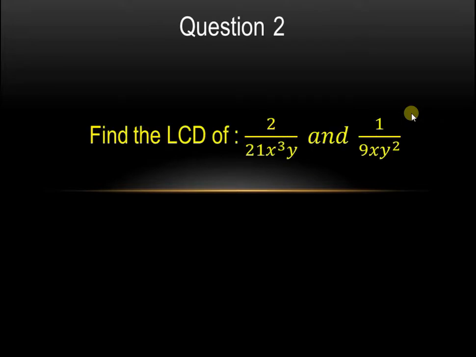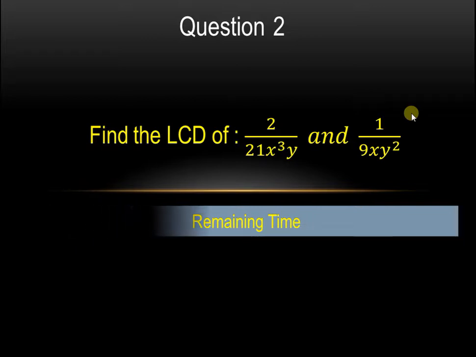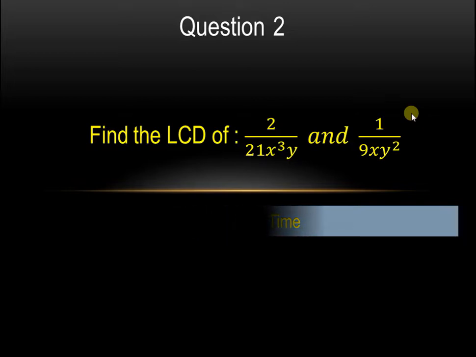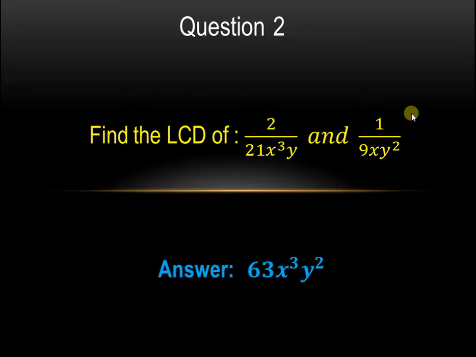Let's have our next one. Find the LCD of 2 all over 21x cubed y and 1 all over 9xy squared. Okay, the time is running. Again, I would suggest if you need more time, just pause the video until you get your answer. Okay, the time is almost up. And the answer is 63x cubed y squared. Okay? Let's have the next one.